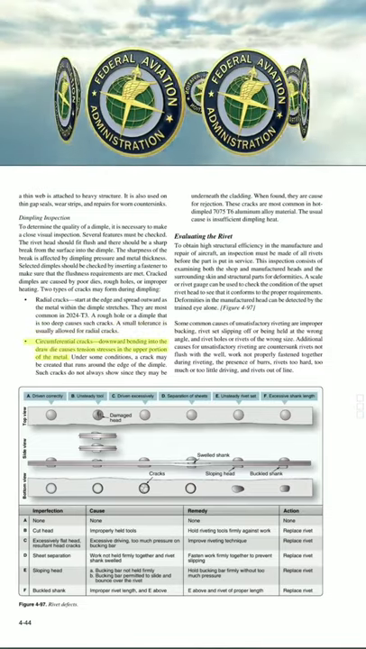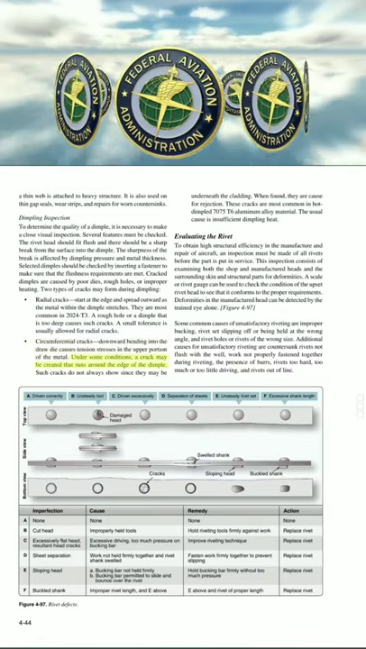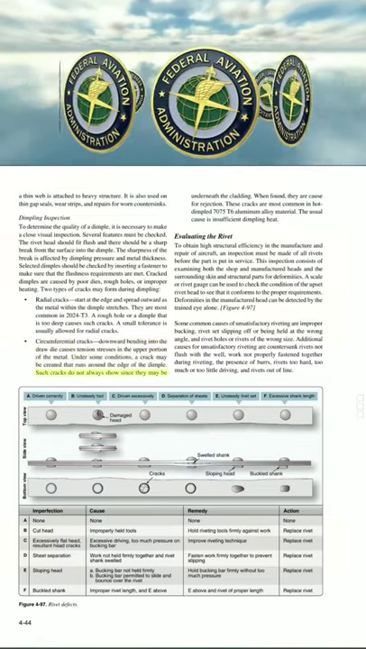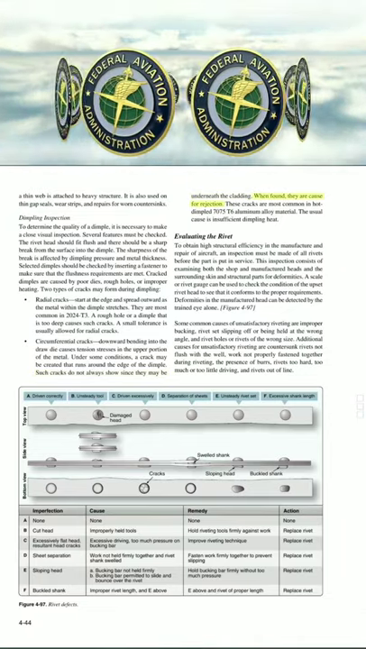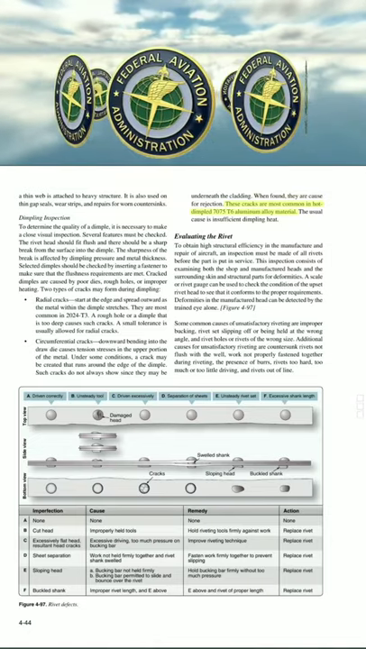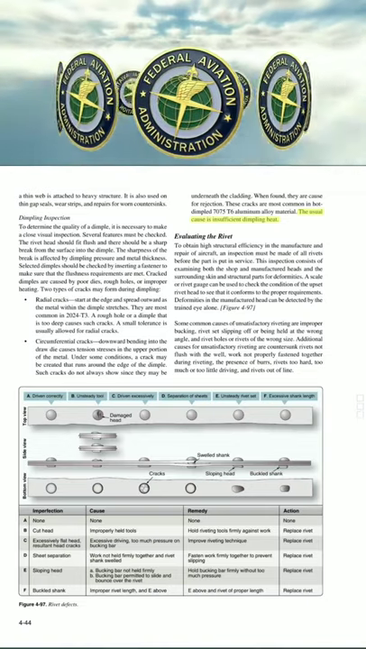Circumferential cracks: downward bending into the draw die causes tension stresses in the upper portion of the metal. Under some conditions, a crack may be created that runs around the edge of the dimple. Such cracks do not always show, since they may be underneath the cladding. When found, they are cause for rejection. These cracks are most common in hot dimpled 7075 T6 aluminum alloy material. The usual cause is insufficient dimpling heat.